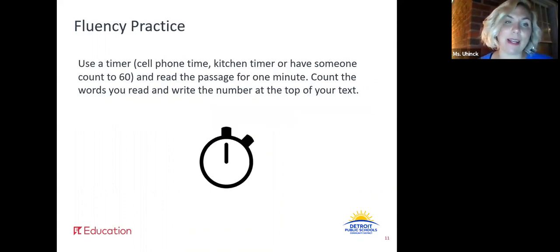And then we're also going to practice our fluency. So use a timer. It can be a cell phone timer, a kitchen timer, or have someone count to 60. Read the passage for 1 minute. Count the words you read and write the number at the top of the text. Now this number should be higher than all your other numbers this week, because you've been able to practice, get quicker, and increase your fluency.